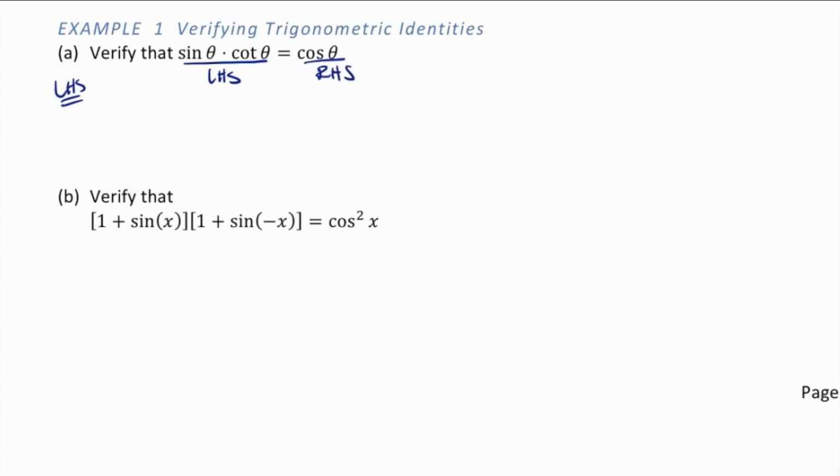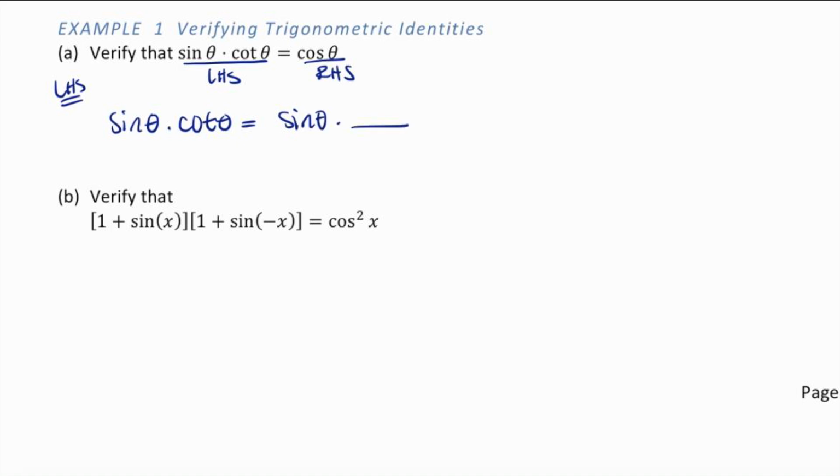And typically I tend to start with whichever side has more going on. If you notice, this is just a cosine theta. There's not much to simplify, but here I'm given a sine theta and a cotangent of theta. This is why I start with the left-hand side. So sine of theta times cotangent of theta equals sine of theta times what?